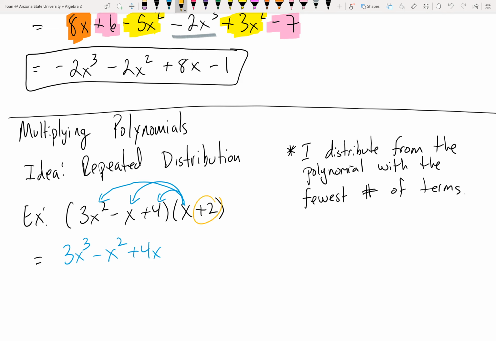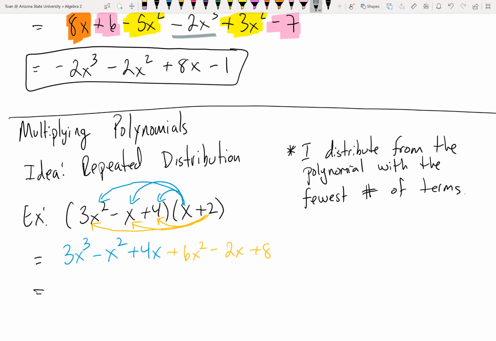Now it's time to distribute the plus 2. 2 times 3x squared is a plus 6x squared. 2 times a minus x is a minus 2x. And then 2 times a plus 4 is a plus 8. Once you do the repeated distribution, it's just like adding and subtracting. Go ahead and combine like terms.